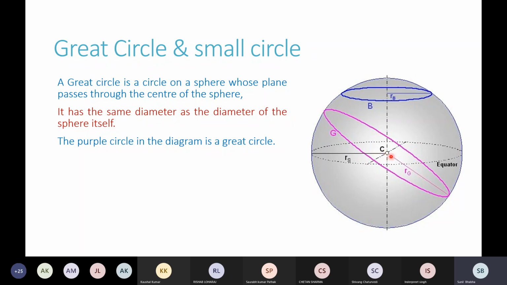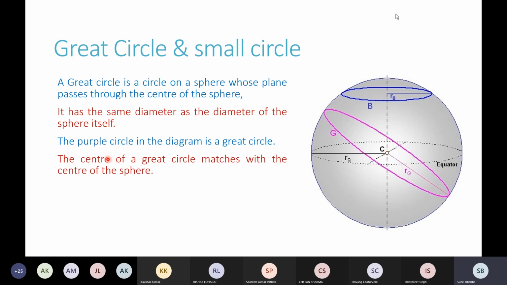Now you can see the diameter or the radius of this great circle is going to be the same as the diameter and radius of the sphere. They will be exactly the same. Now, why is it called a great circle? Because this is the biggest diameter circle which we can draw on the surface of that particular sphere. It is not possible to draw a circle having a diameter greater than this that lies on the sphere. So that is why it is called a great circle.